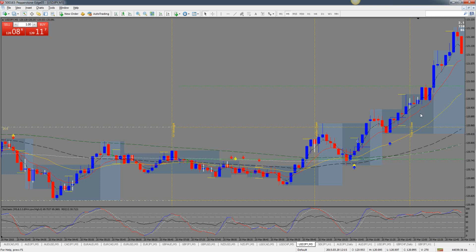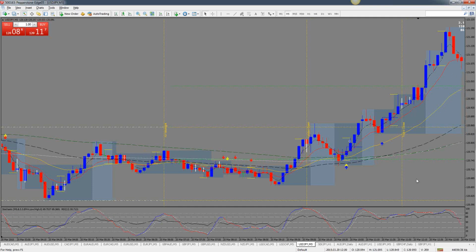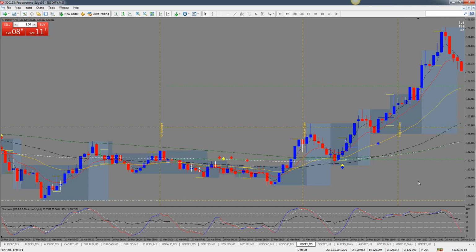All right. So now we have the stochastics coming down. We're still looking for, or only looking for longs here. We're not looking for shorts. We're not looking for any counter trend trades.